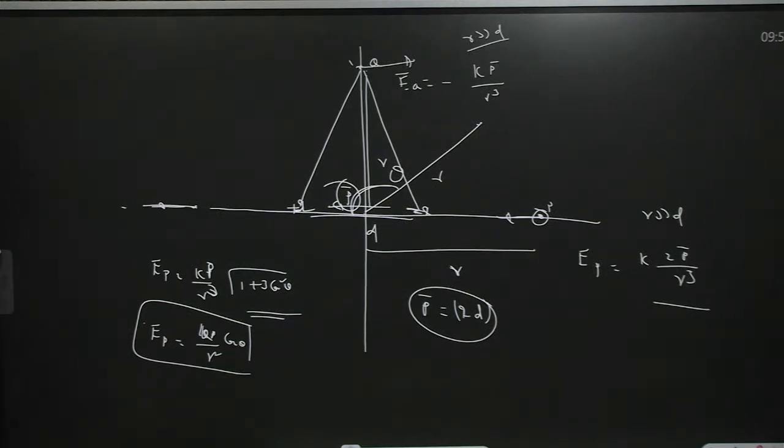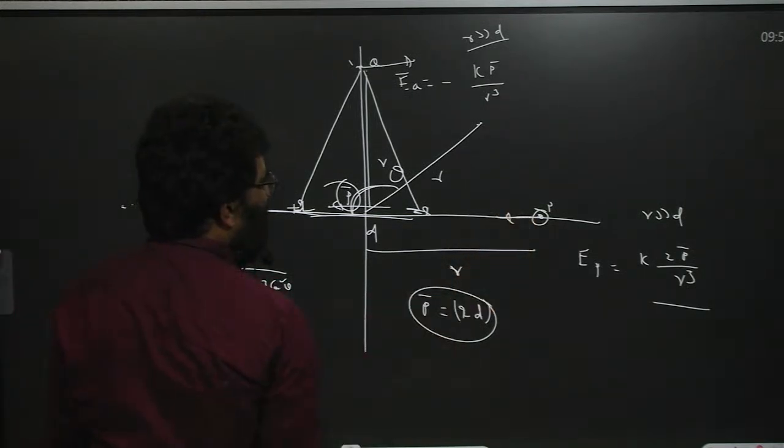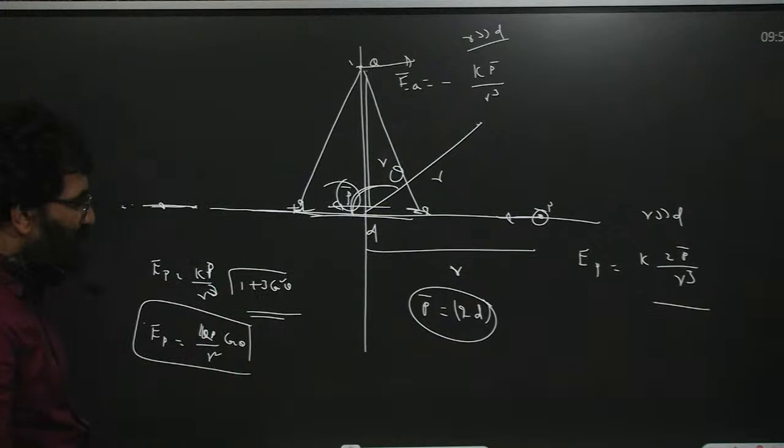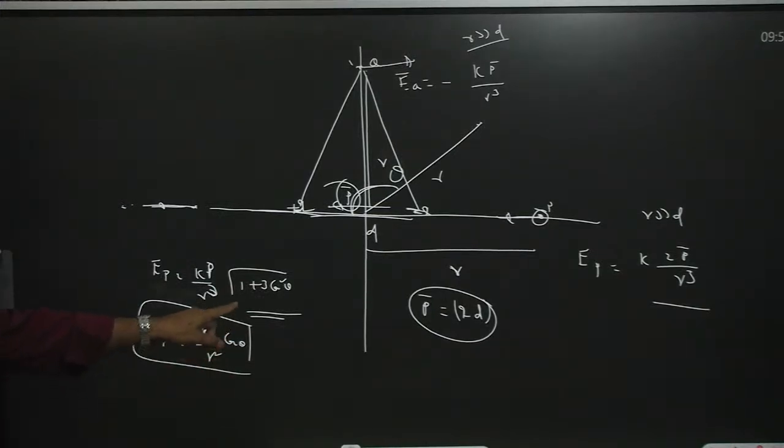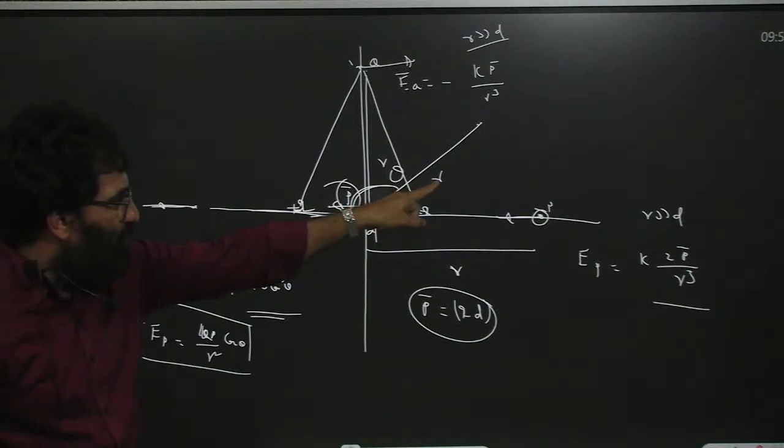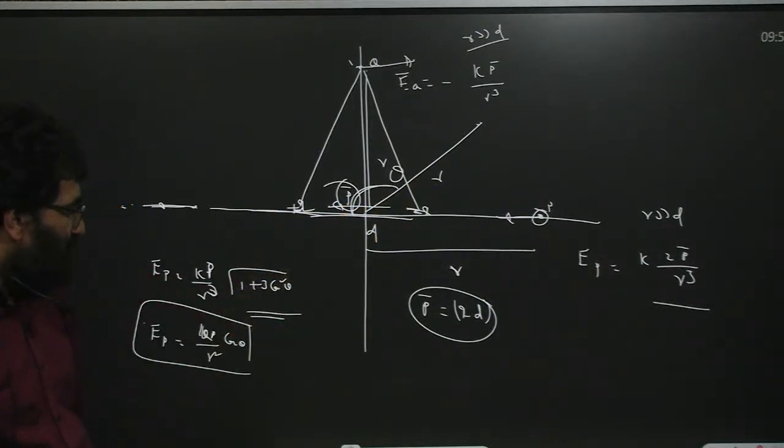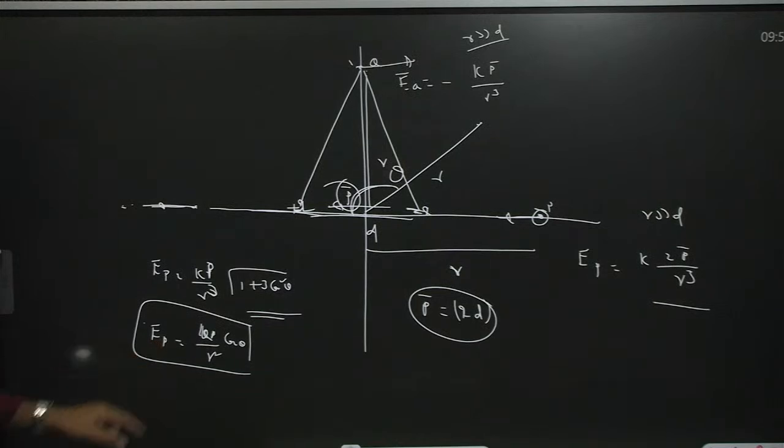Suppose you take this point, where the angle between them is 0. The potential at this point is K P by R square. But here the minus sign will be there. And here it is 0. K P by R square into cos theta. Cos theta is the angle between the R bar vector and the P bar vector. So the potential at any point will be K P by R square cos theta.